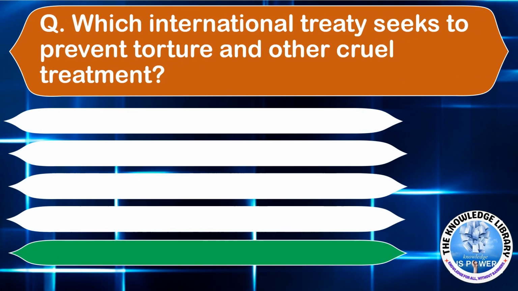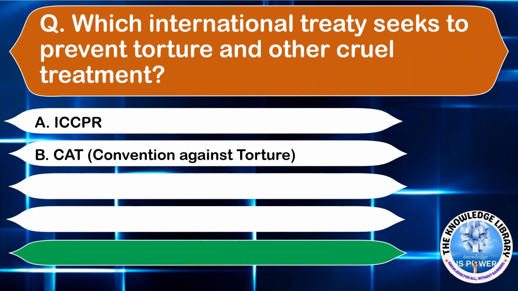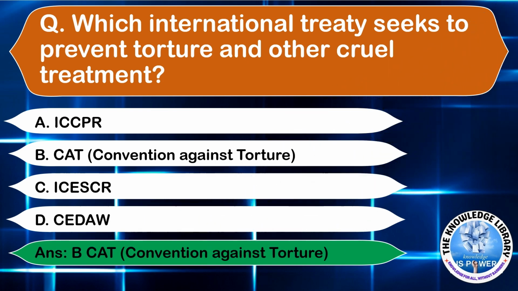Next question is, which international treaty seeks to prevent torture and other cruel treatment? Option A, ICCPR. Option B, CAT. Option C, ICSCR. Option D, CEDAW. Correct answer is option B, CAT, Convention Against Torture.